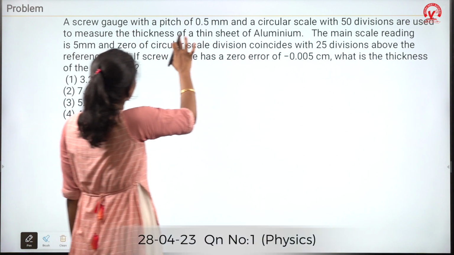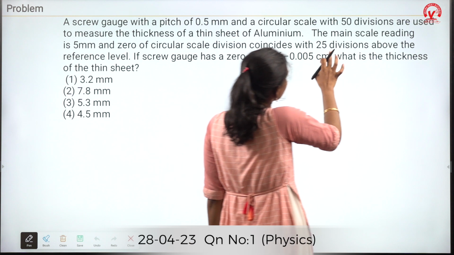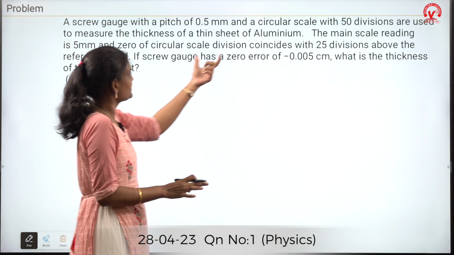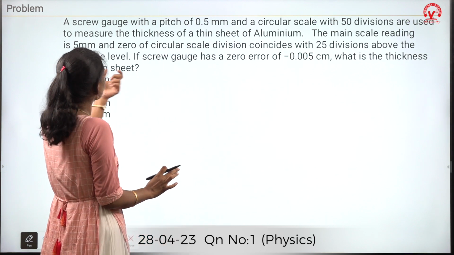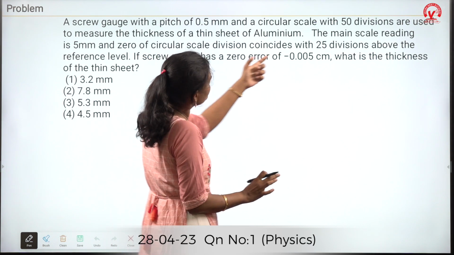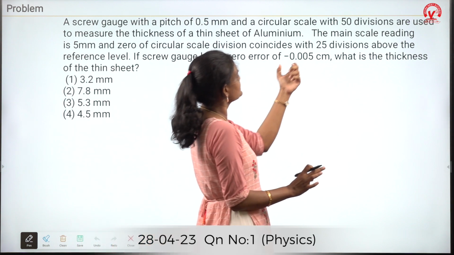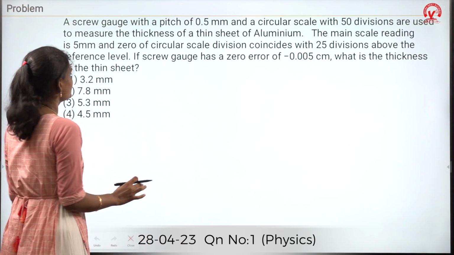A screw gauge with the pitch of 0.5 millimeter and circular scale with 50 divisions are used to measure the thickness of thin sheet of aluminum. They have given the main scale reading as 5 millimeter and a zero of the coincidence with 25 divisions. Screw gauge error they have given as 0.005 centimeter. What is the thickness of the thin sheet?